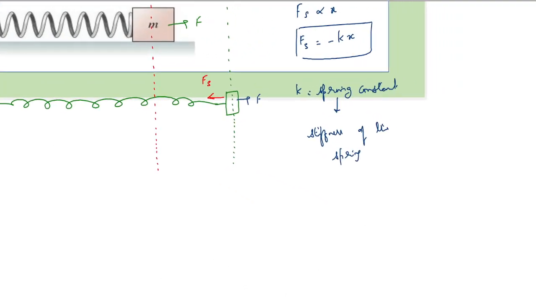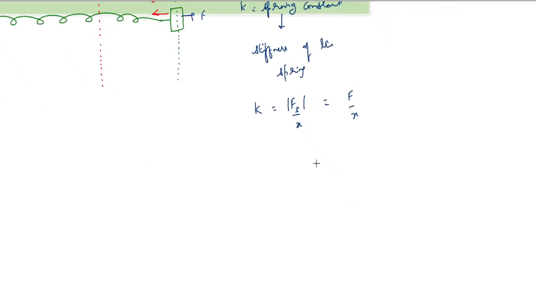To understand this, let's write what k is in terms of Fs and x. It becomes Fs by x. We take only its magnitude because the minus sign just indicates that it's a restoring force. Now if we need to expand or compress the spring, we need to apply a force F, and that force should be at least equal to the spring force in magnitude. Only then can we expand or compress the spring. We can write this also as applied force by x. Its SI unit would be Newton per meter.